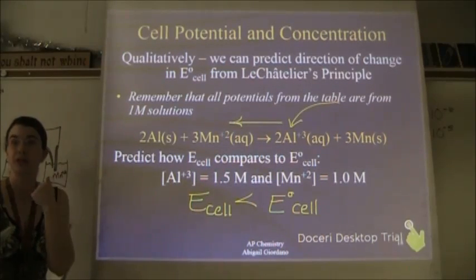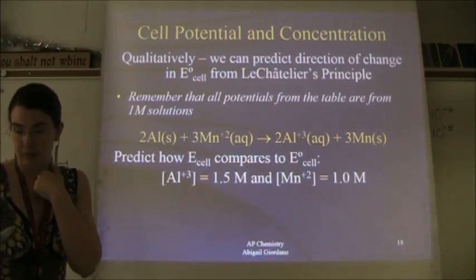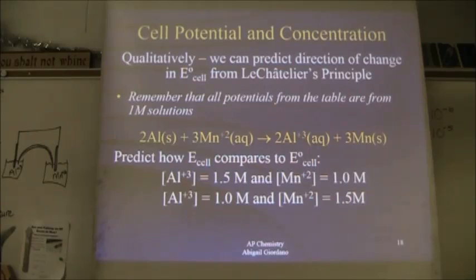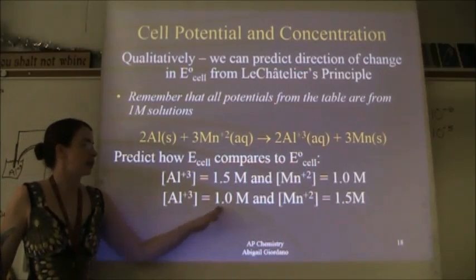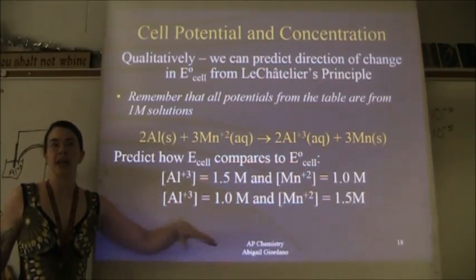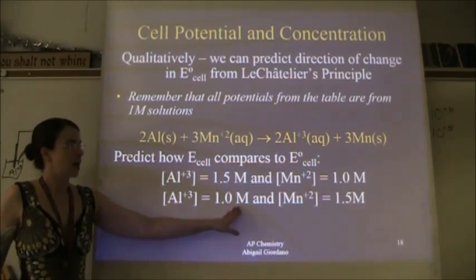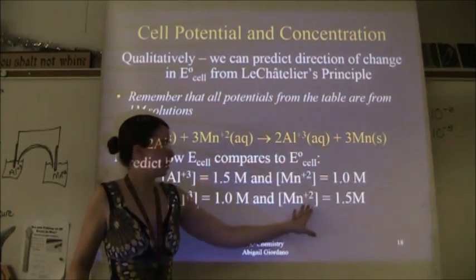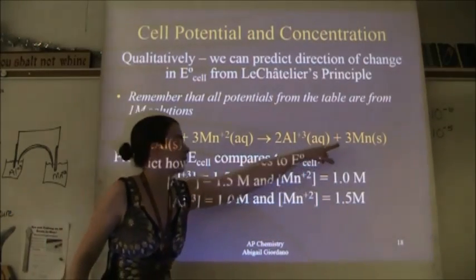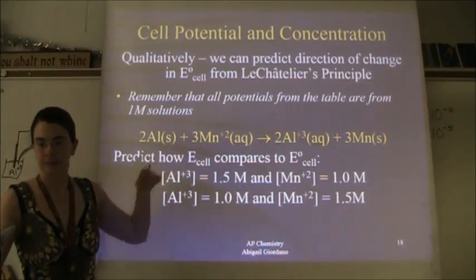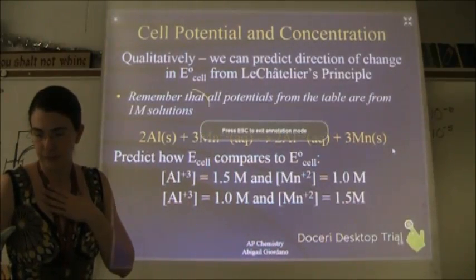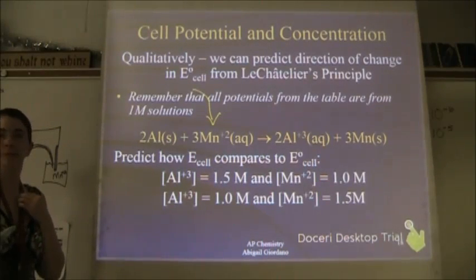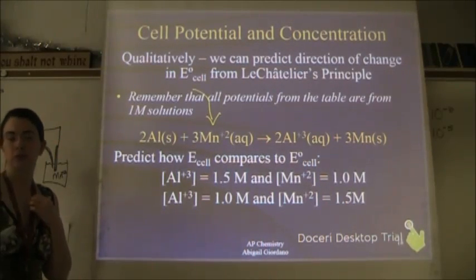Okay, let's look at another situation. How about this? This time, I'm leaving the aluminum solution alone. I'm leaving it at 1 molar. But now I'm going to add more manganese ion. Well, where is the manganese ion? Here it is. Will that cause a shift if I add more? Yes or no? Okay, which direction? To the right.